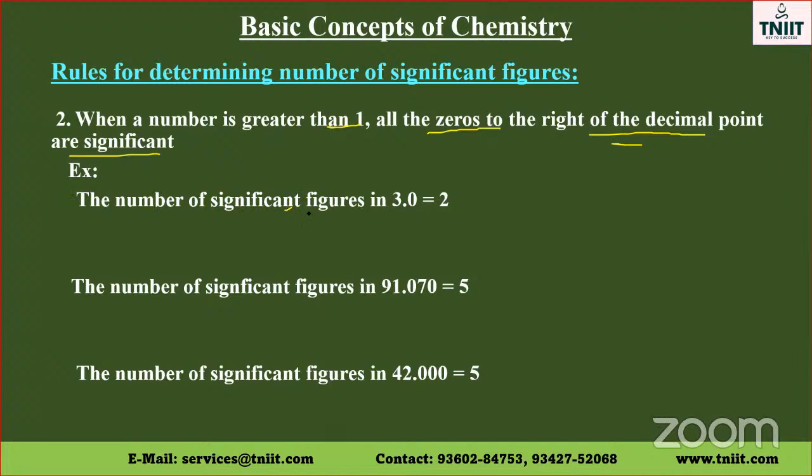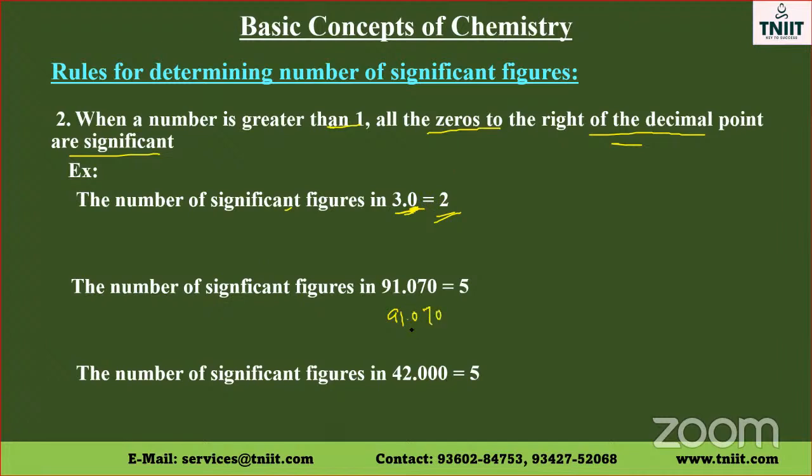Now, the number of significant figures in 3.0. 3 is greater than 1. There's a decimal, and we have a 0 on the right side. This 0 is also significant. As per the rule, when the number is greater than 1, all the zeros to the right of the decimal point are significant. So this 0 is on the right side, therefore it is a significant figure. So the number of significant figures in 3.0 is 2.